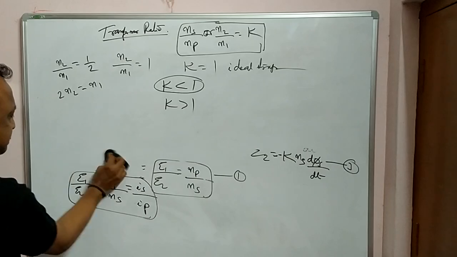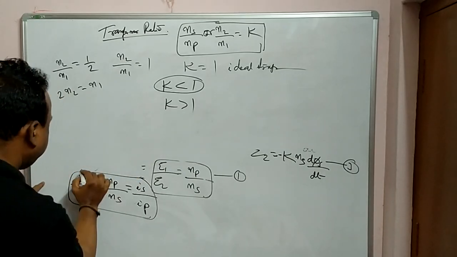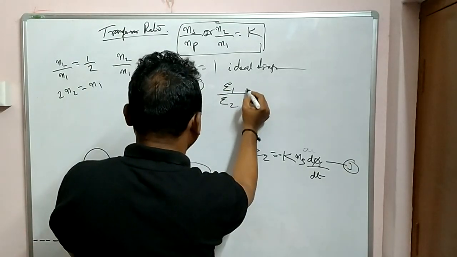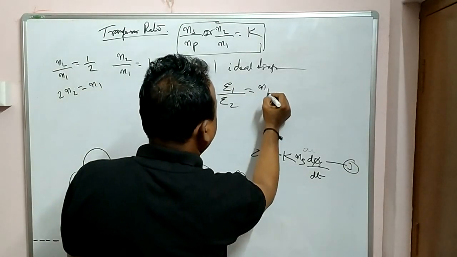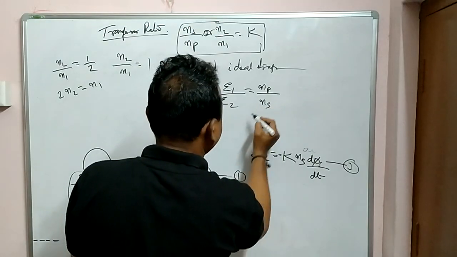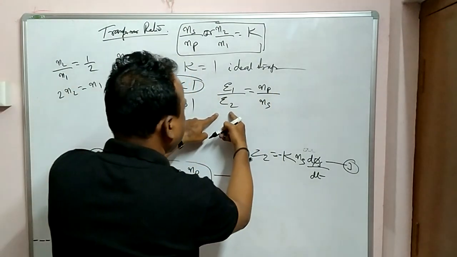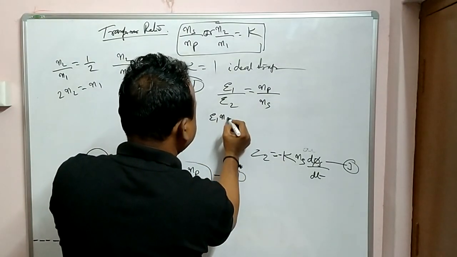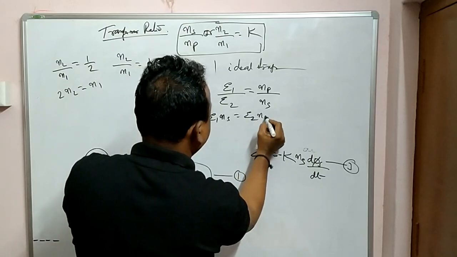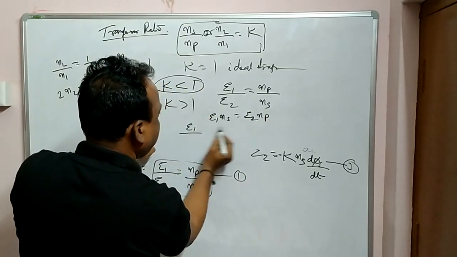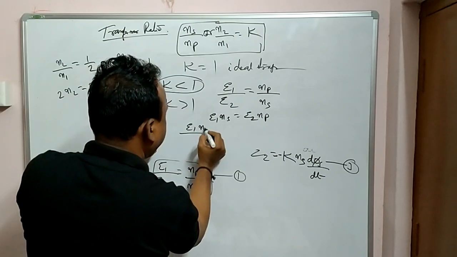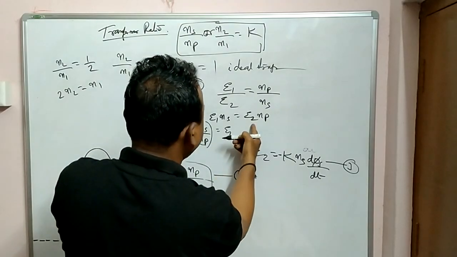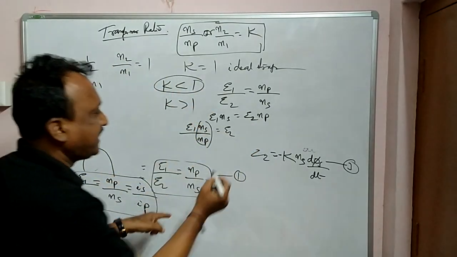We'll try to explain. See here. I'll take these two equations now. E1 by E2 is equal to NP by NS. NP means number of turns. So from this I'll try to take E2. E1 NS is equal to E2 NP, or E1 into NS by NP is equal to E2. Look, E1 into NS by NP. So what is E2 here?